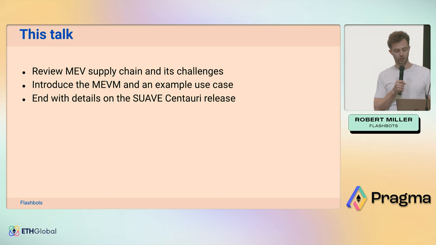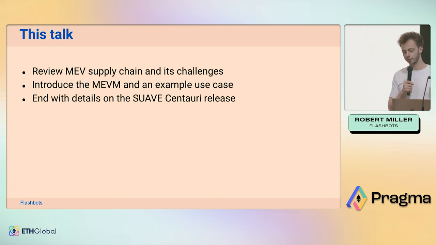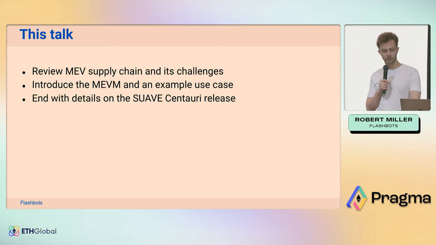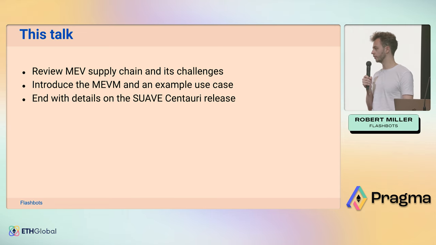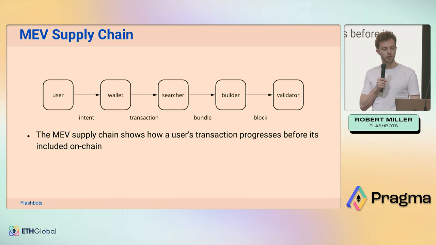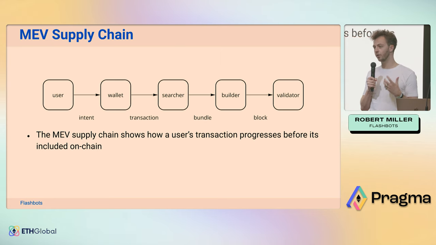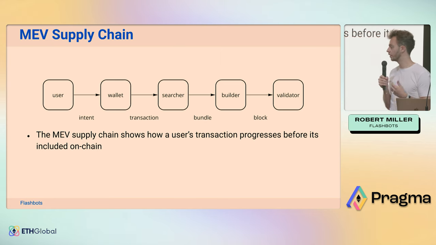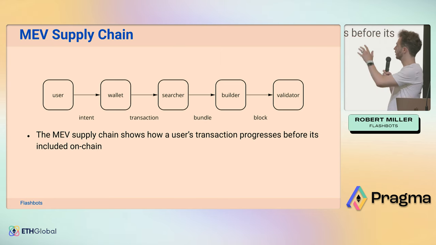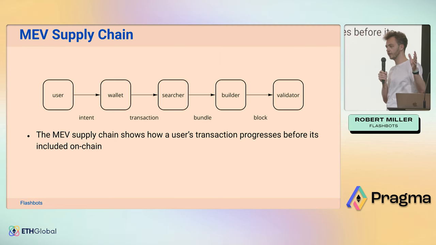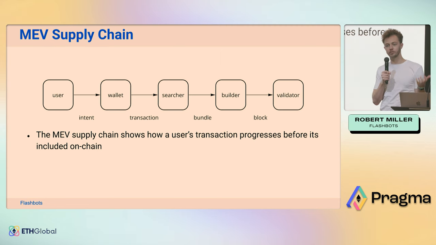Talking about the MEVM and SUAVE, we'll begin by looking at the MEV supply chain, some of the challenges and why we are building SUAVE at Flashbots. So the MEV supply chain is this framework that we use to think about how a transaction progresses before it's included on chain. It's a fairly basic framework. So you start with a user that has an intent. This is somebody who, as an example, wants to swap assets on chain.